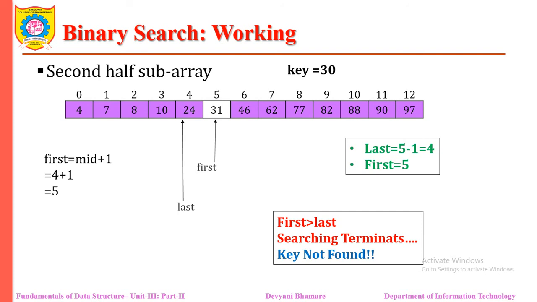So dear students, we can conclude that binary search works by dividing the array into two parts. We divide the array by finding the mid position. The key element is compared with the mid position, whether it is less than mid or greater than mid. In the next session, we'll see how to implement this binary search. Thank you. Happy learning.